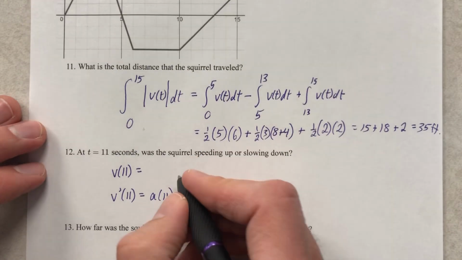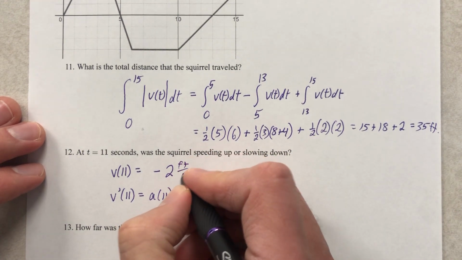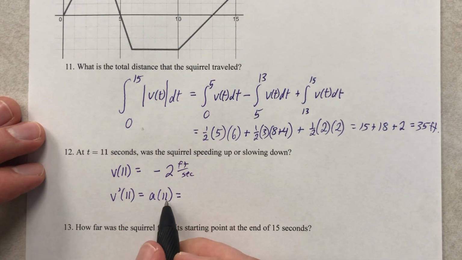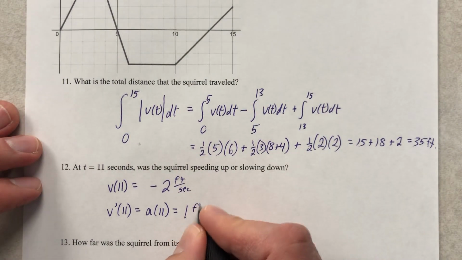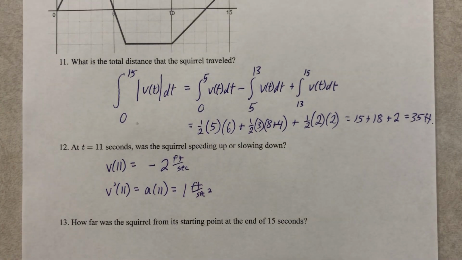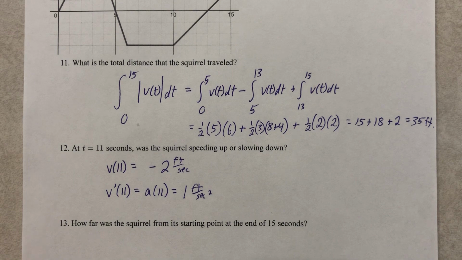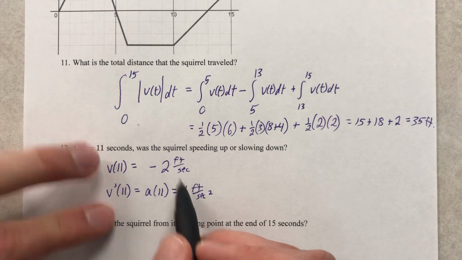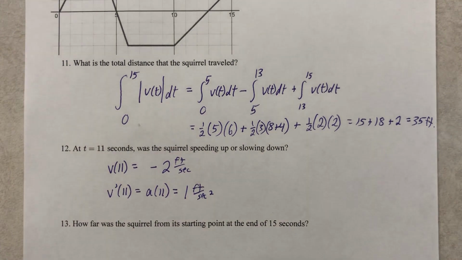Velocity at 11 is -2. Let's put units for fun: feet per second. And the acceleration at 11, what's the slope at 11? Well, it's 1 foot per second per second. Now, why did I do that? Because of an older lesson that says speeding up and slowing down has everything to do with the signs of velocity and acceleration. And so because velocity is negative, acceleration is positive, here's the bigger reason.